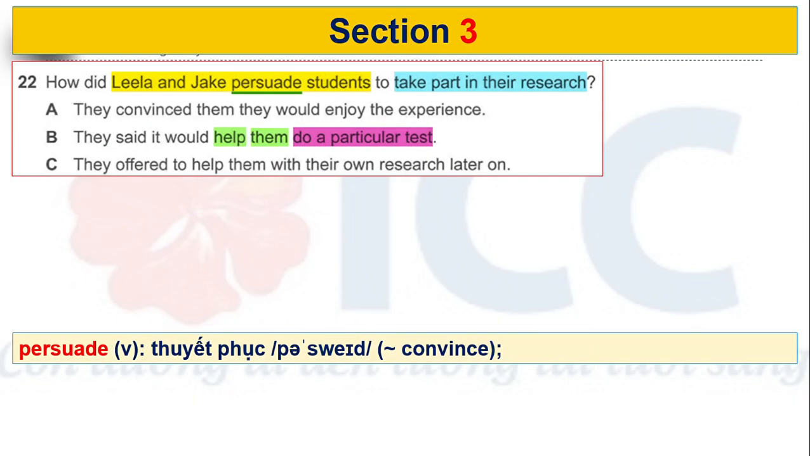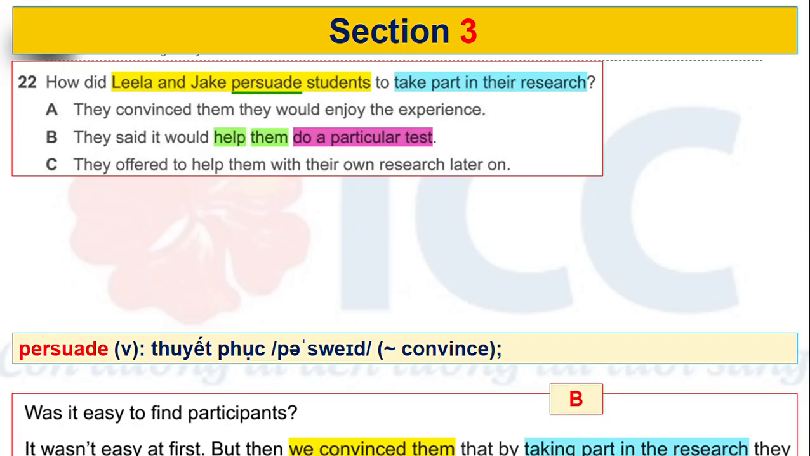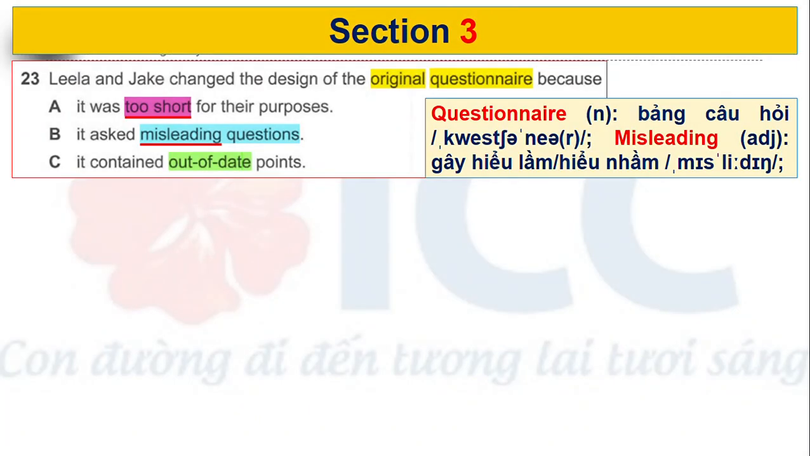Was it easy to find participants? It wasn't easy at first, but then we convinced them that by taking part in the research, they were actually benefiting themselves by preparing for an exam which is coming up later this term. And it worked. Good. So how did you find out what the students thought about doing the crosswords?